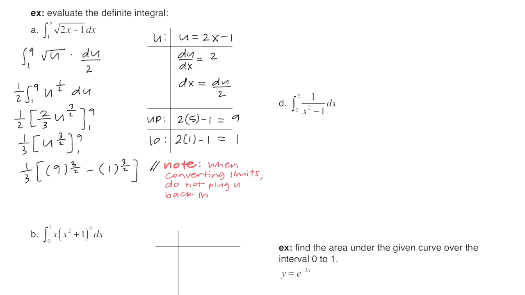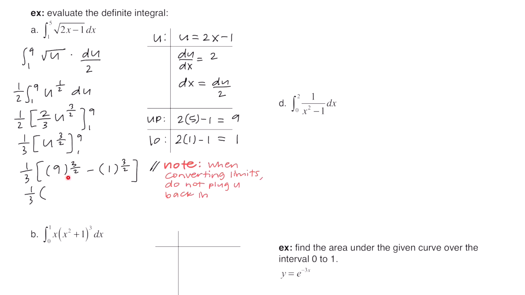So again, you plug u back in when we're doing indefinite integrals, that's your last step. But here, when we've converted our limits, you don't plug u back in. Instead, you take the limits that you've converted and you plug them straight in for u. So you can see I have 9 to the 3/2 minus 1 to the 3/2. And now we can simplify this to get our final answer.